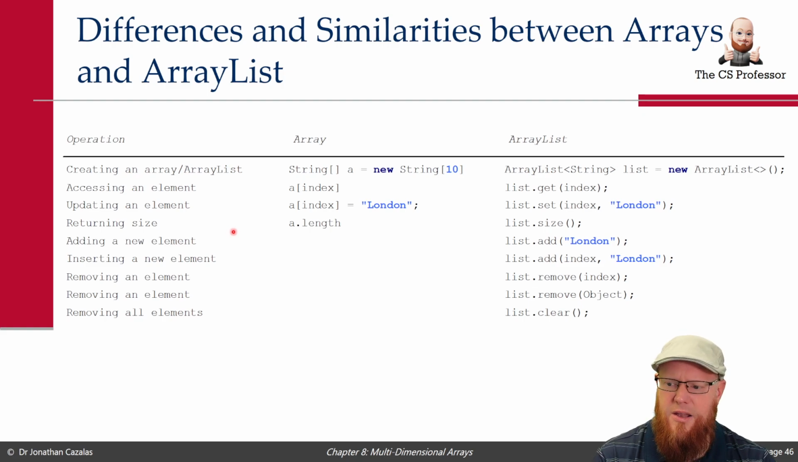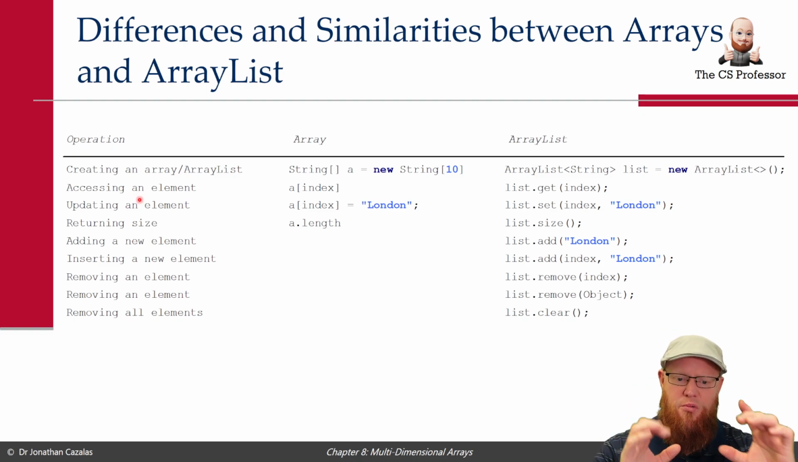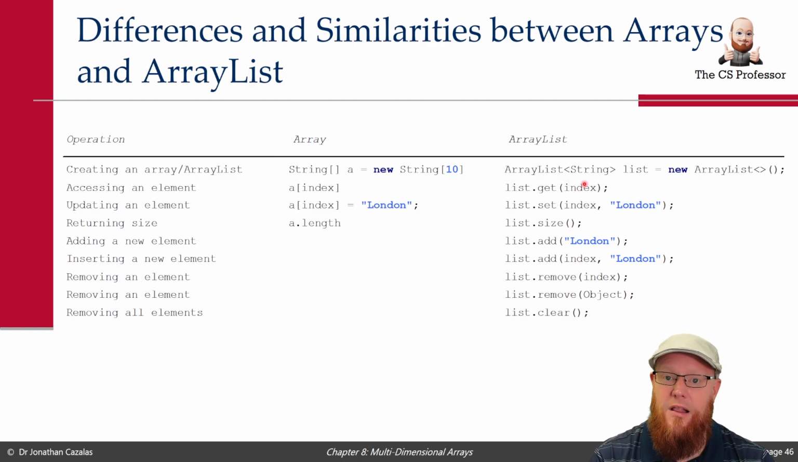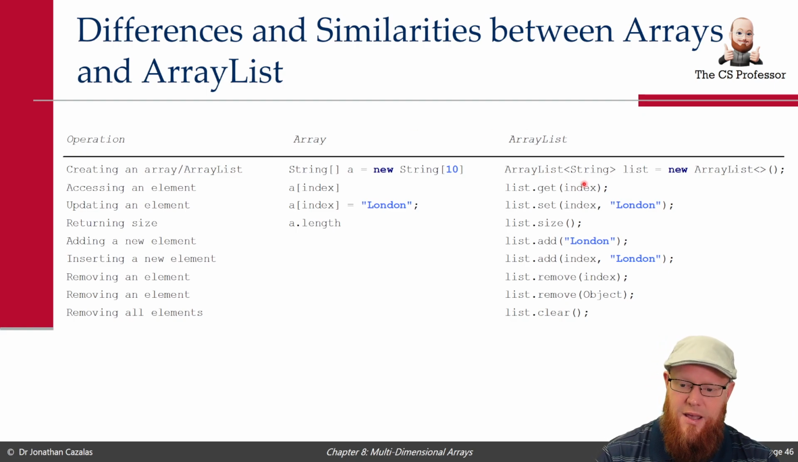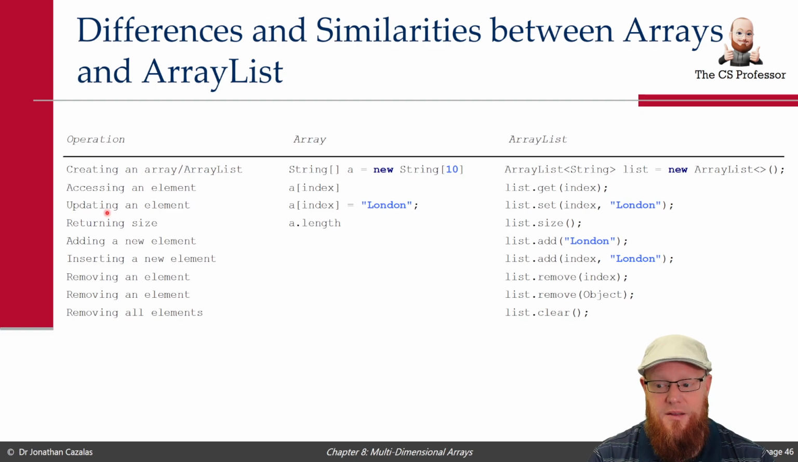Here is just a slide showing some differences between an array and an array list. So if I want to create an array, as you know, I could say String[] a = new String[10]. Here, ArrayList of String, maybe I call it list, equals new ArrayList. Accessing an element with an array, square brackets. Accessing an element in an array list, dot get. If you want to update an element in an array, we just use the square brackets.